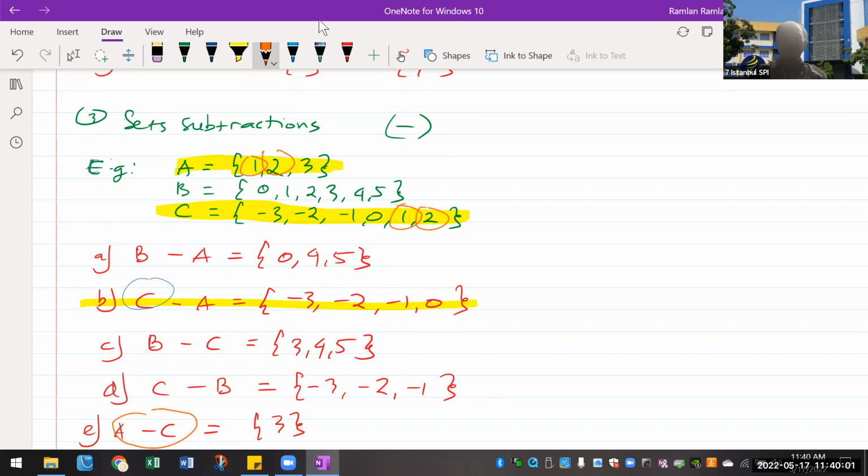Ini kan A dikurang C ya. Berarti kamu tulis ulang himpunan A, A yang di depan ya. Tapi nggak usah ditulis yang tadi sama. Yang tadi sama kan 1 dan 2 ya? Berarti ini nggak usah ditulis. Berarti sisanya tinggal apa aja?